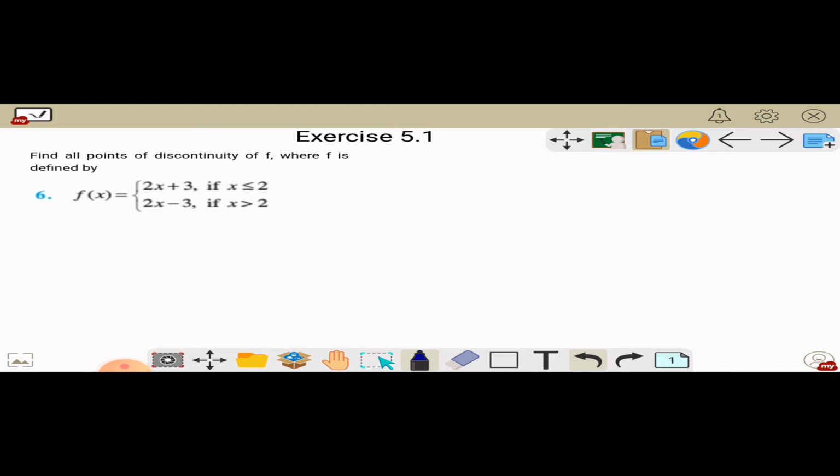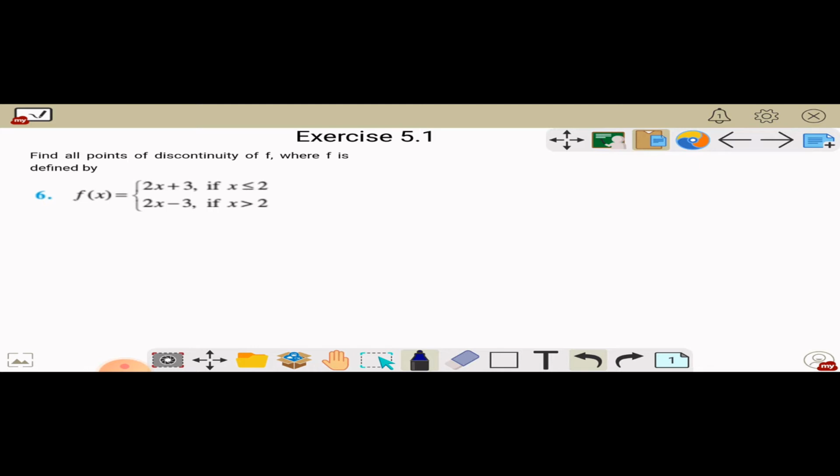So our sixth question is, find all the points of discontinuity of a function f where f is defined by f of x is equal to 2x plus 3 if x is less than or equal to 2, and 2x minus 3 if x is greater than 2.